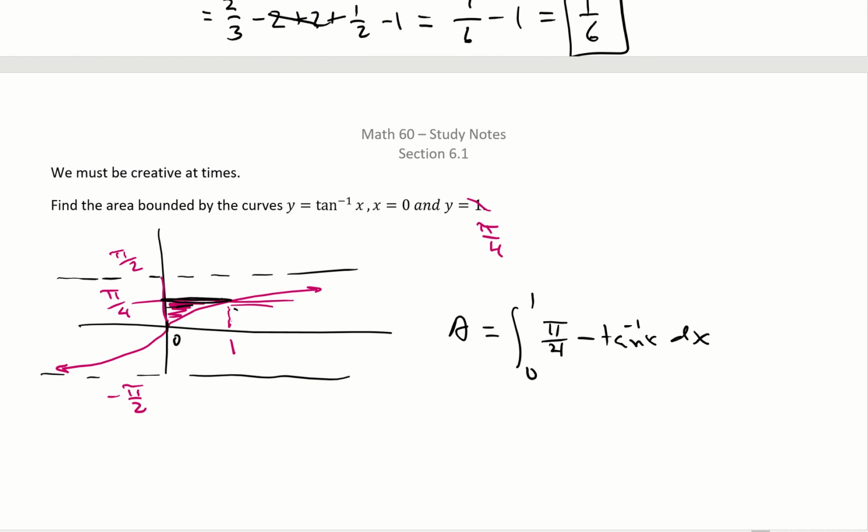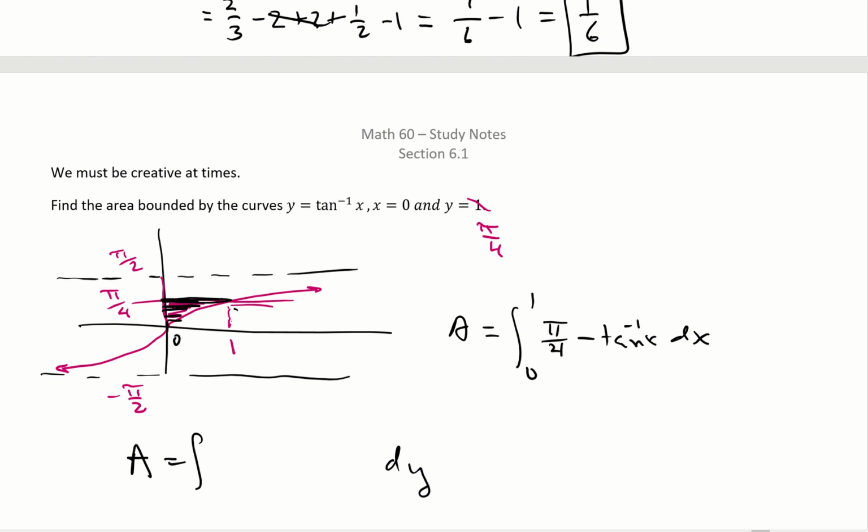That's why I did this. We don't know the integral of tan inverse. I don't even know the integral of tan, although I should teach you the integral of tan. That's actually something we can do with u substitution, but tan inverse, no. So what do we do? Here's what we do. We don't integrate with respect to x. Instead, we turn it sideways. That's what I wanted to show you. Turn it sideways and integrate with respect to y.